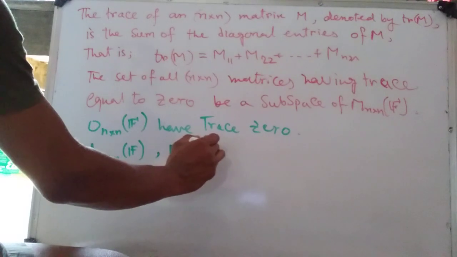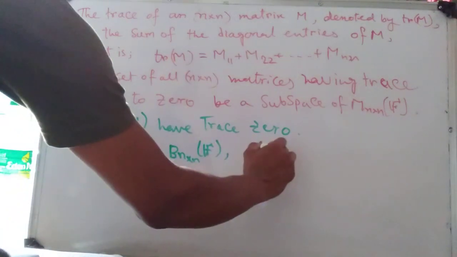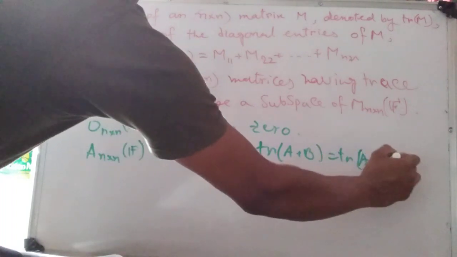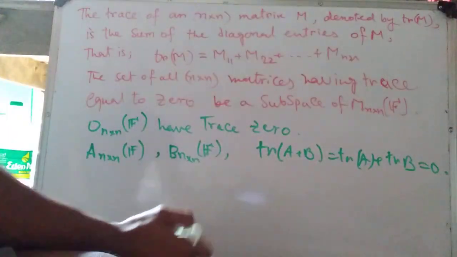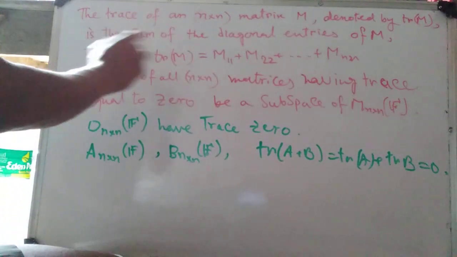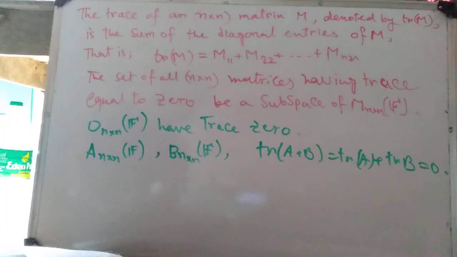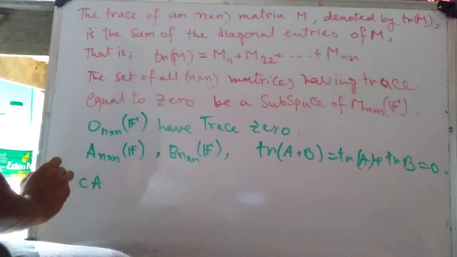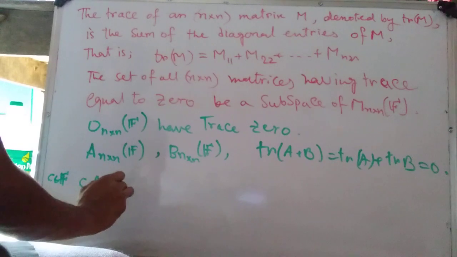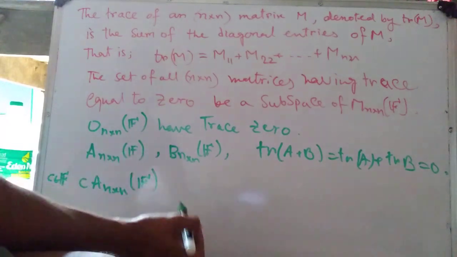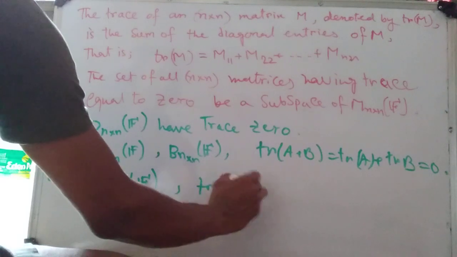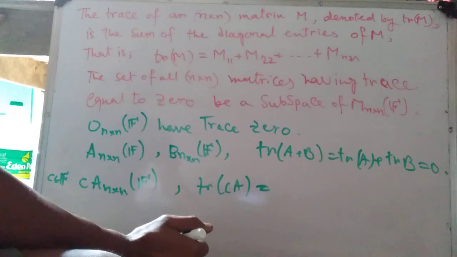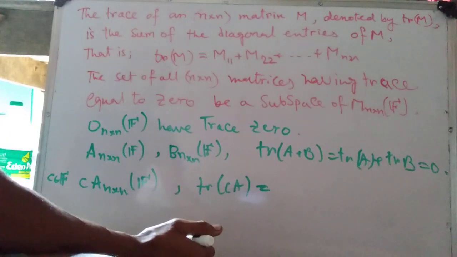Then another one: if A in M n cross n F has trace 0 and B in M n cross n F has trace 0, then we know that trace of a plus b equals trace of a plus trace of b, which is obviously 0. Understood? That means a plus b belongs to this set of all n cross n matrices having trace 0. And obviously c belongs to F. Then ca is in M n cross n F, and then what happened? Then trace of ca equals what?